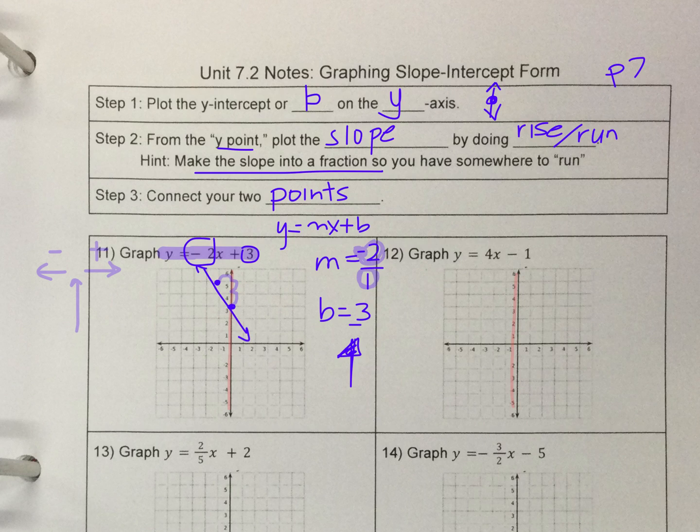All right, let's look at this next one. I'm going to need an m and a b. M is my slope. It's what's in front of the x, 4. I need to make it a fraction. So this is positive, so I'm going to rise and then run to the right. The b is this -1. So first dot goes right here on -1. Then I'm going to rise 4. 1, 2, 3, 4. And run 1 positive. So my second dot goes right there. And then I just connect them.